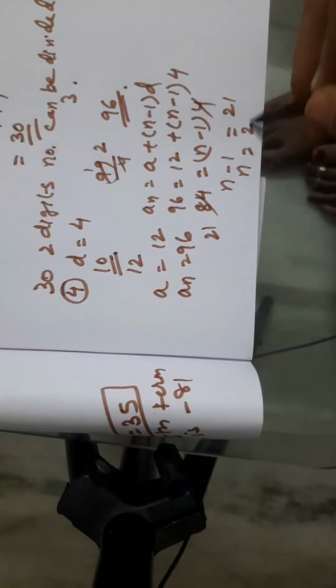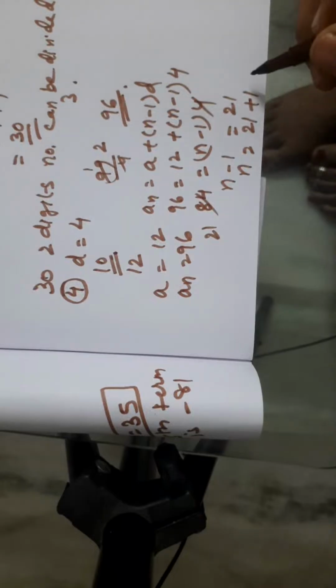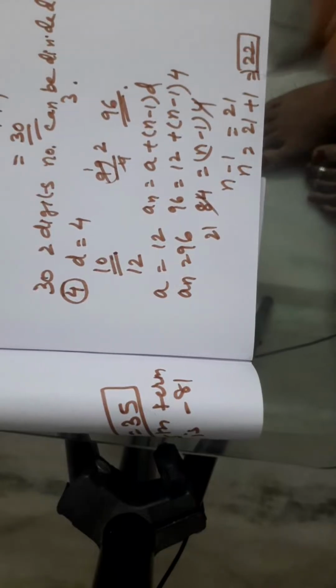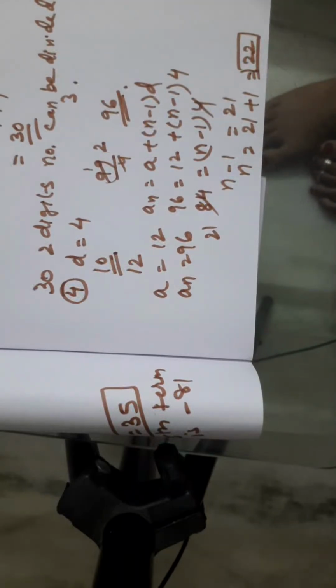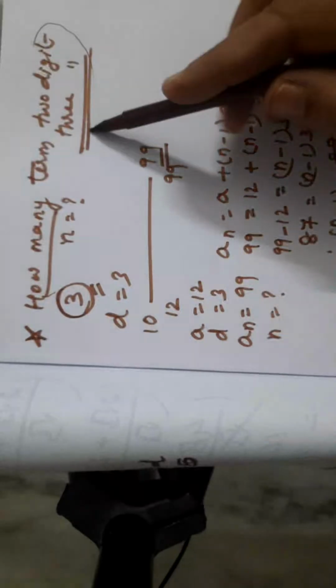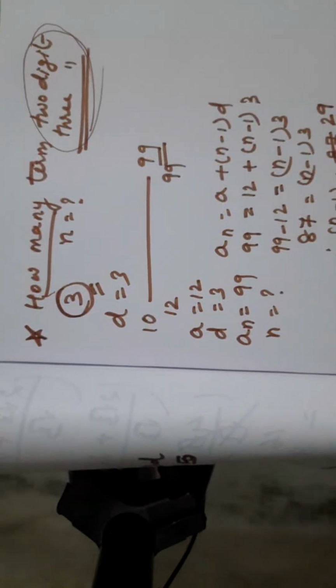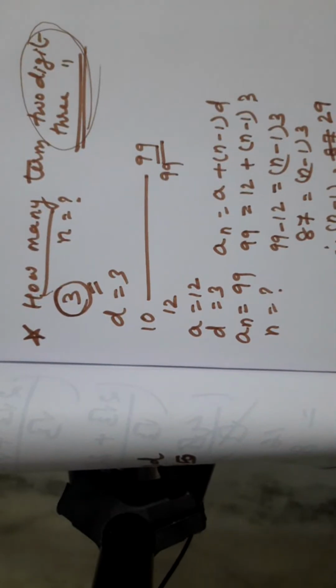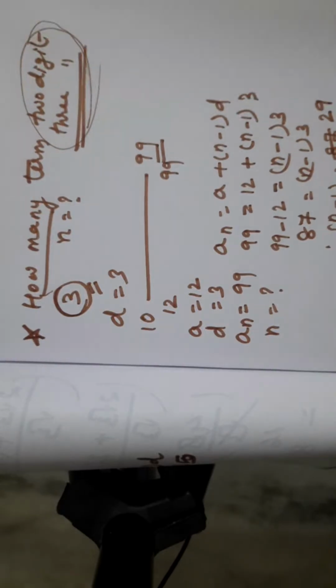So N is 21 plus 1. 22 numbers are there which can be divided by 4. So this is the final answer. Now these two questions which I told, how many 2-digit or 3-digit numbers can be divided by 4, are the most important questions for your exam. Don't skip out. Once you have the practice of this kind of questions, they are very easy. So you can get the solution very nicely.